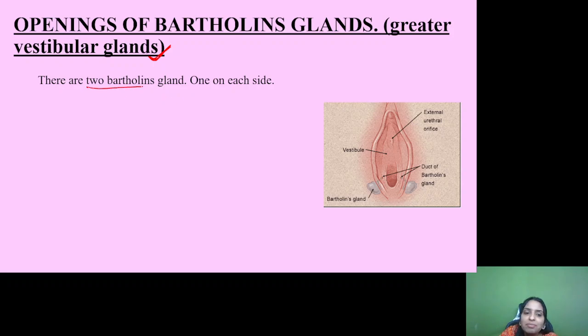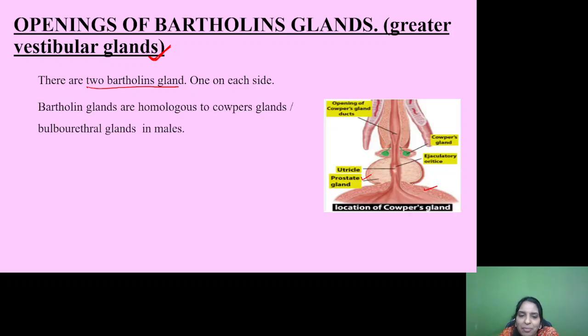See here, two, one on each side. See here, Bartholin glands, one on each side. And next, as I said, labia majora, it is homologous to something in the males. Labia minora, clitoris. Like that. These Bartholin glands are also homologous to Cowper's glands.